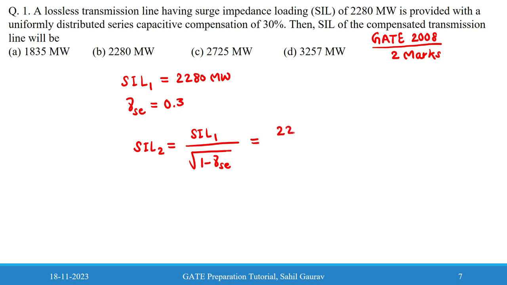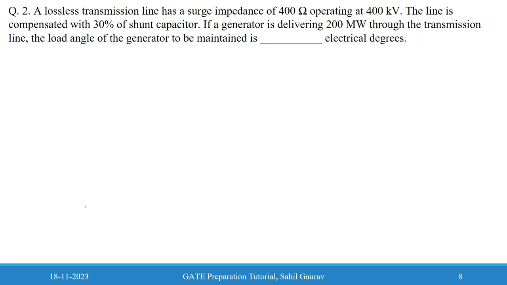So it is 2280 divided by the square root of 1 minus 0.3. So it will come as 2725.12 megawatt. So the correct answer is C. And now coming to the next part.